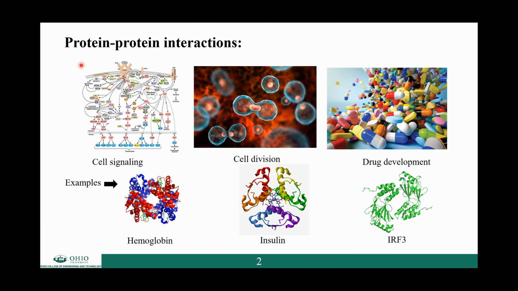We know that protein-protein interactions play a very important role in many biological processes inside our body, from cell signaling to cell division, and they also have a very important role in drug development or the drug industry. So here are a couple of examples of well-known proteins that you may know, the hemoglobin protein and the insulin protein. But the protein that I'm going to talk about today may not be as well-known as hemoglobin or insulin, but it does a very important job in our body, which makes it interesting for researchers to study.